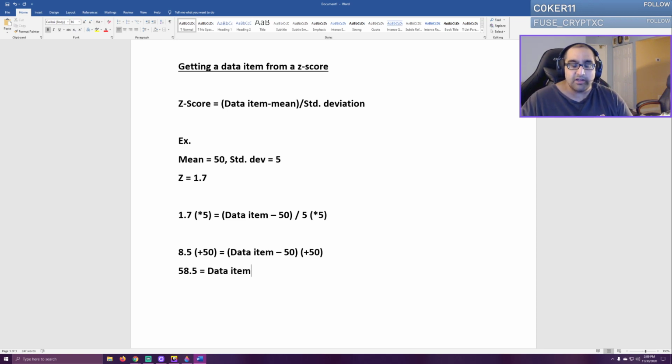Again, getting the data item from the z-score is really easy. Again, this also works for negative numbers. So if I would have, let's say, minus 8.5, I do 50 minus 8.5. Okay, I got a winner. All right, so it works both ways. Again, it's really not too hard to do. It's fairly straightforward. And there you go.